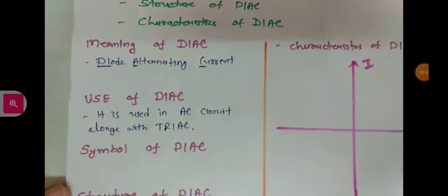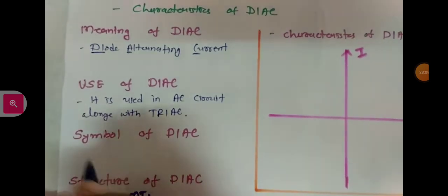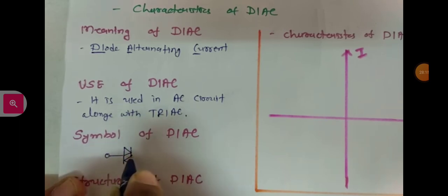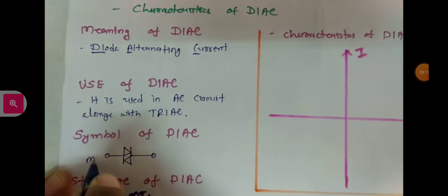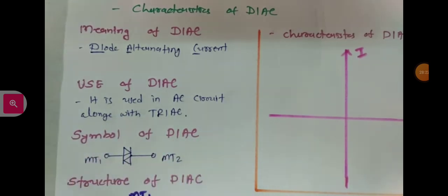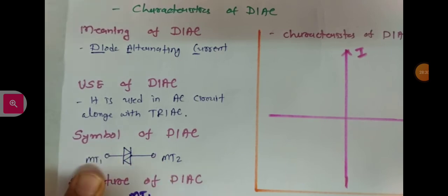Now let us have the basic symbol of diac. This is the basic symbol of diac. This is MT1 and this is MT2. This is a bidirectional device, and one can clearly see that from the symbol. Even if you connect MT2 positive with respect to MT1, or MT1 positive with respect to MT2, because it is bidirectional, the functioning in both directions will be the same.